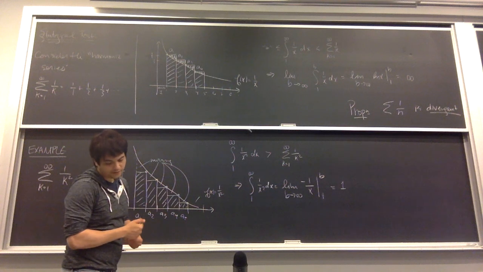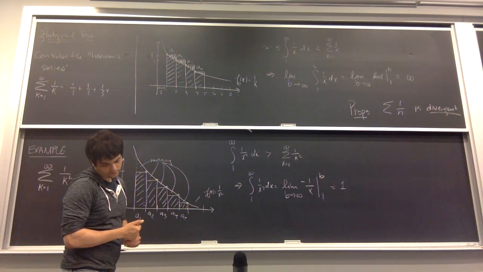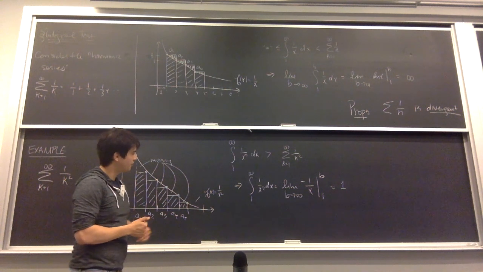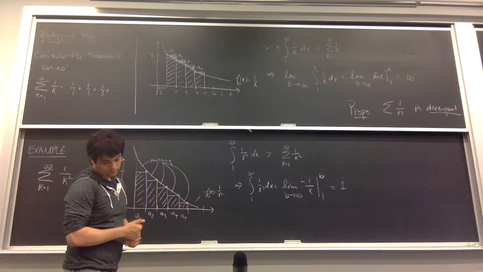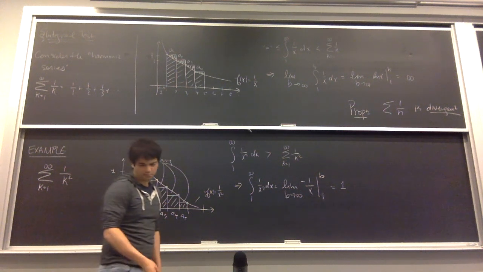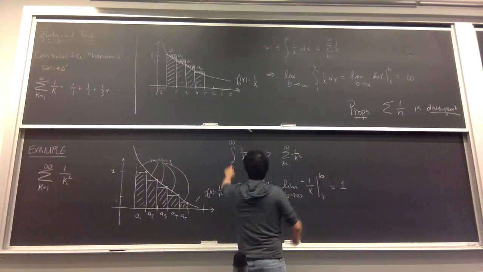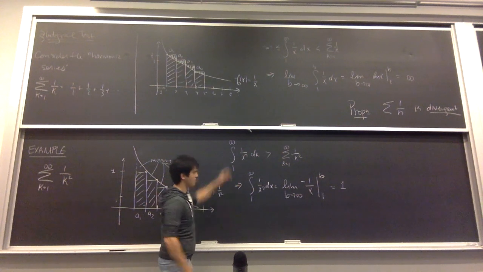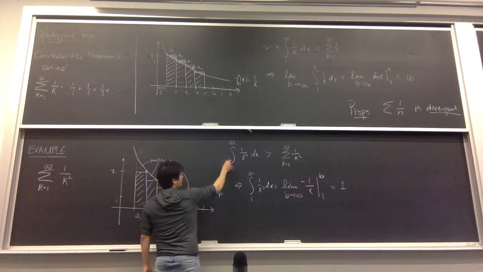Why do I have 2 in my notes? Have I screwed something up? Yeah, negative 1 over x. I don't know. I wrote a 2 in here, but it doesn't really matter. In any case, the 2 in my notes is wrong. I got a 1 here. But the point is, this is 1.